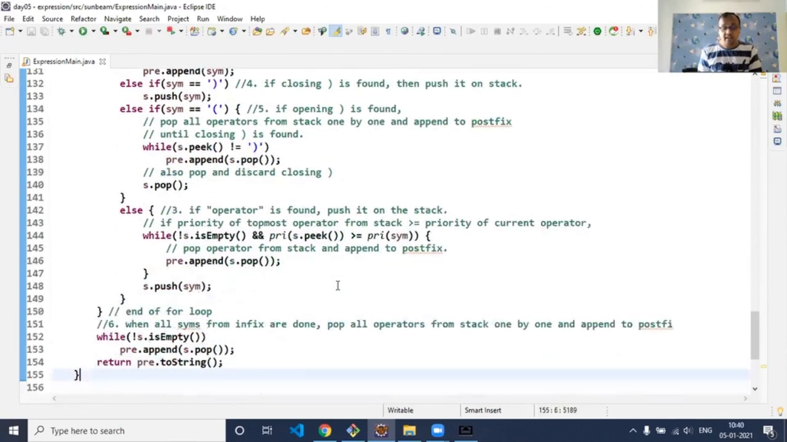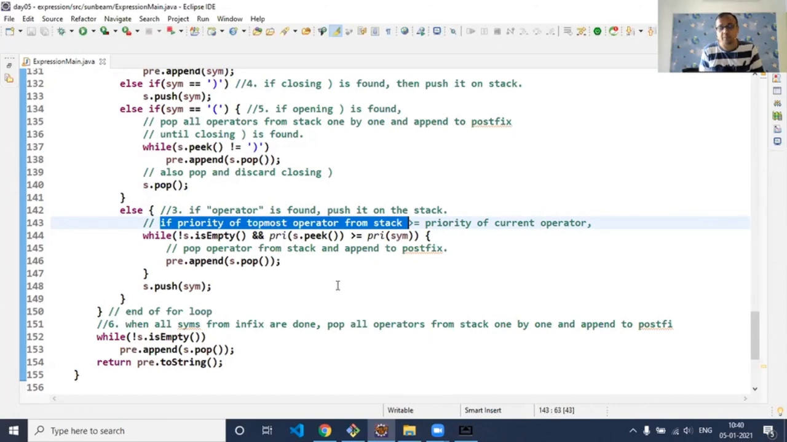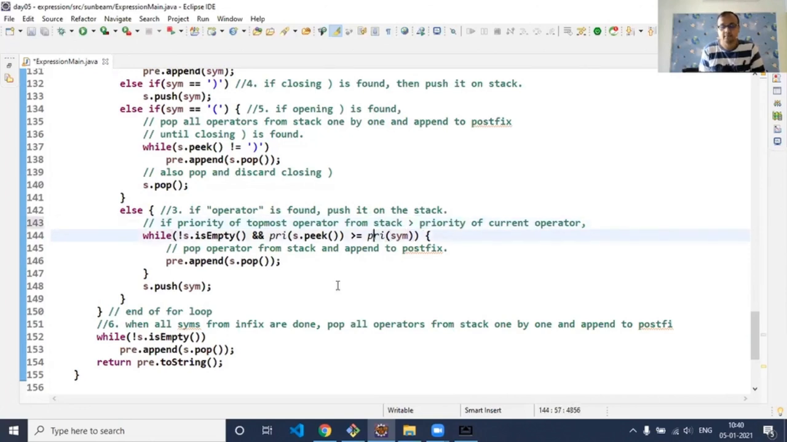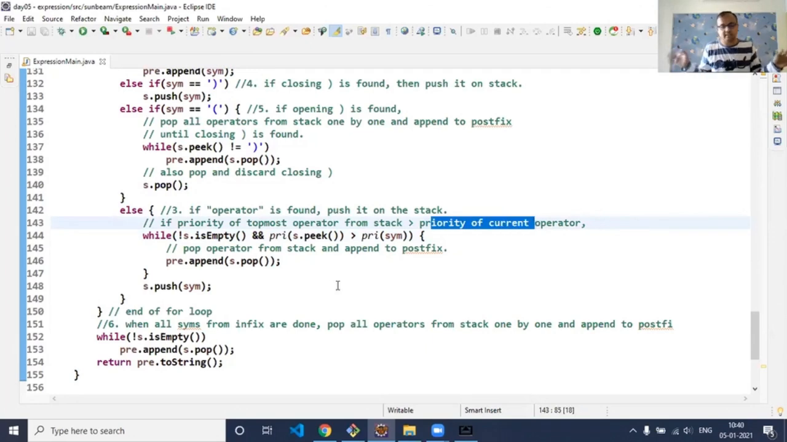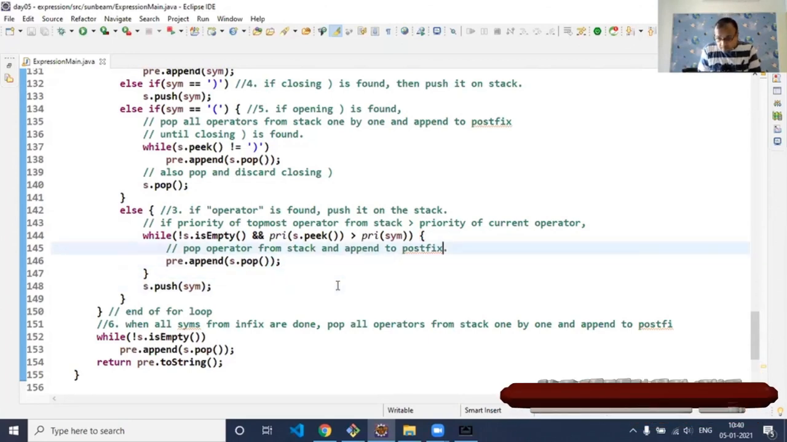Now, finally, if an operator is found, what I'm saying, push it onto the stack. Oh, that is still true with one small change. Pay attention. One very small change. If priority of the topmost operator from the stack is greater than or equal to, nahi hai. It is only greater than. It is not greater than or equal to, it is only greater than, the priority of the current operator. That's it. You do that, you append that. This is also done. Over.